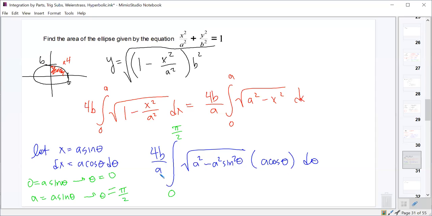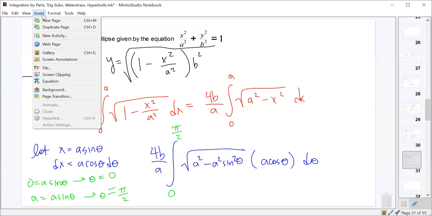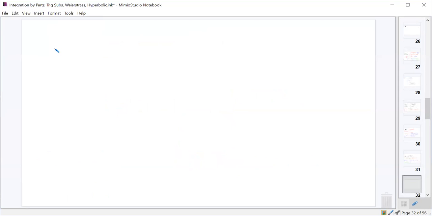We're pulling an a out of the square root, and we're pulling an a from here, effectively putting an a squared, which cancels and gives us 4ab. And then if we pull the a squared out of the square root, we're left with 1 minus sine squared, which is cosine squared. And when we square root that, that's just cosine, times the other cosine gives us cosine squared. So this integral should turn into 4ab times the integral from 0 to pi over 2 of just cosine squared theta d theta.